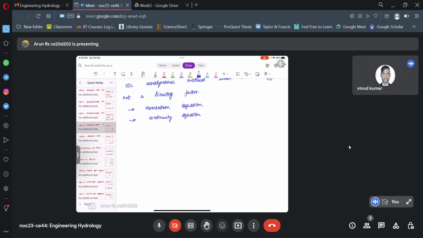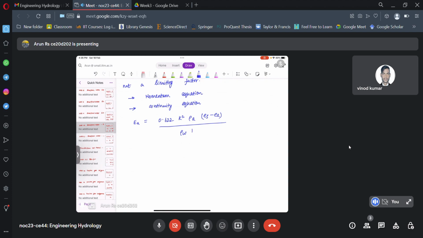Okay, now we can see the expression that was derived for the aerodynamic method. So the entire expression is EA is equal to 0.622 into K square rho A into (ES minus EA) whole divided by density of water into pressure into U2, is velocity measured at 2 meter above the ground level, then into natural logarithm of Z2 by Z1. This is nothing but the elevation.